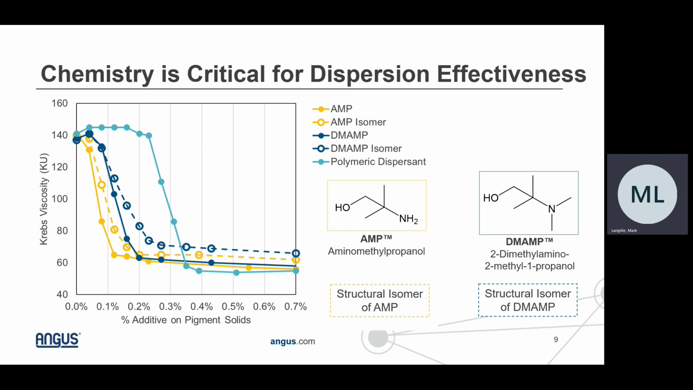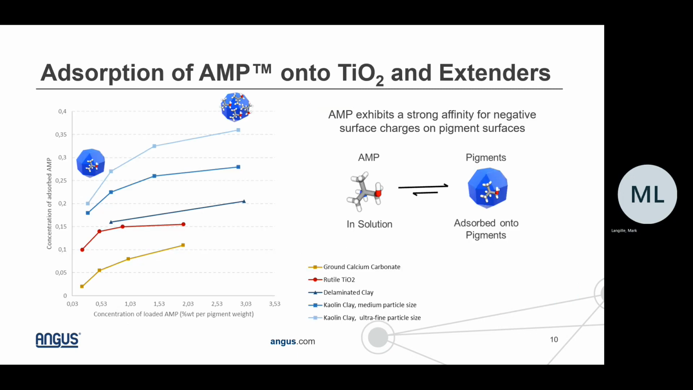From this data, you can see why we focus so much of our effort and work on AMP. And that's because it is a uniquely effective amino alcohol for dispersing pigments. We also know that AMP is not only effective with titanium dioxide. Particularly in architectural coatings, there are many different extenders and fillers that can often be used. And we look at the effectiveness of AMP to disperse different inorganics, and some of that data is shown on the graph on the left.